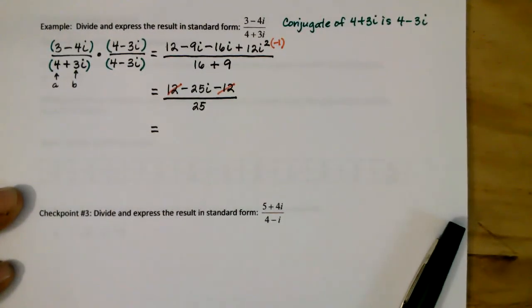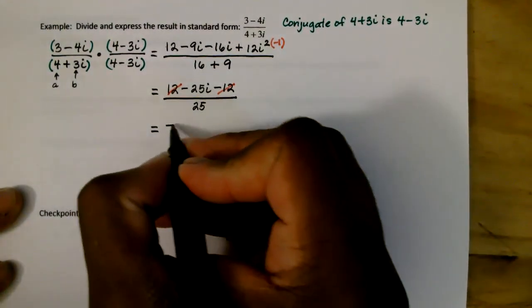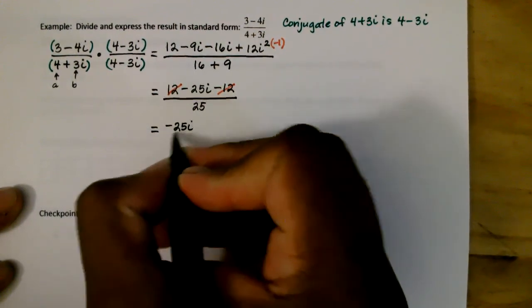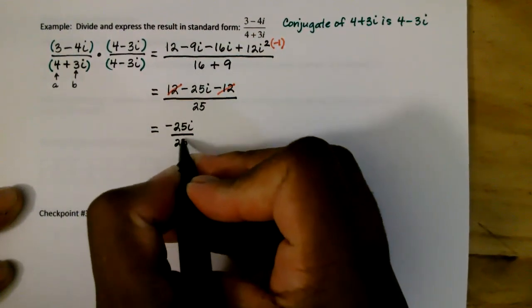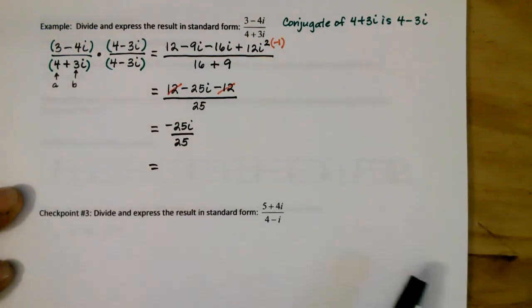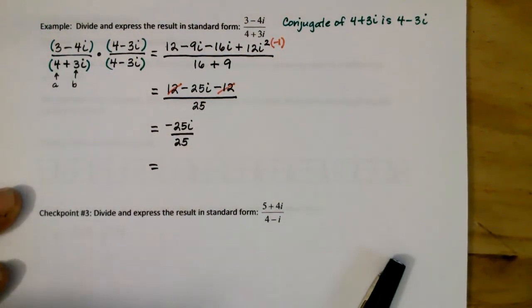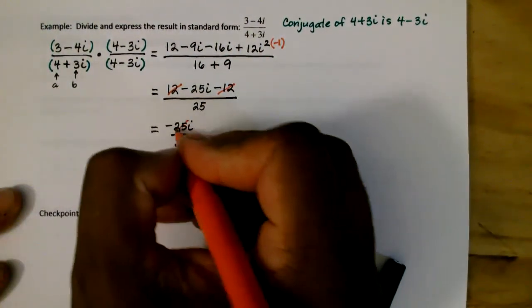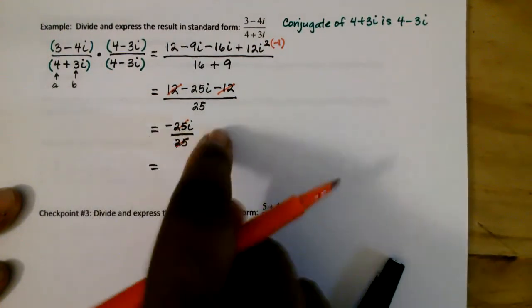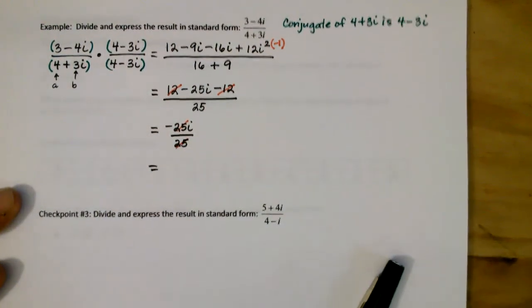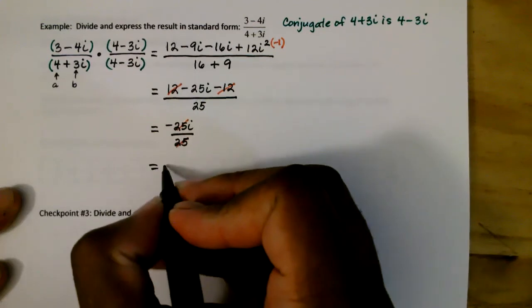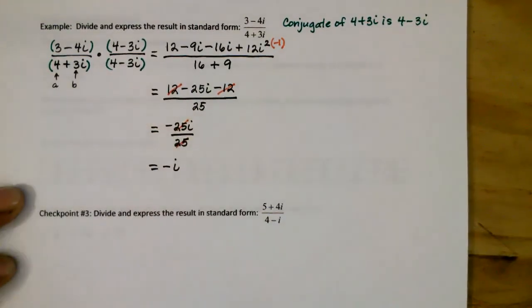I will be left with negative 25i divided by 25. And of course, the 25s divide out. I'm left with a negative and an i. So my final answer there would just simply be negative i.